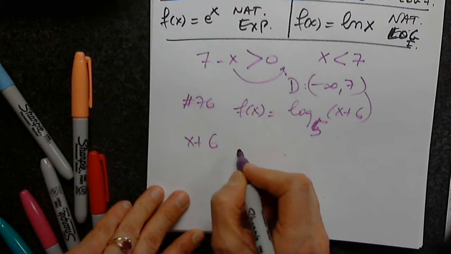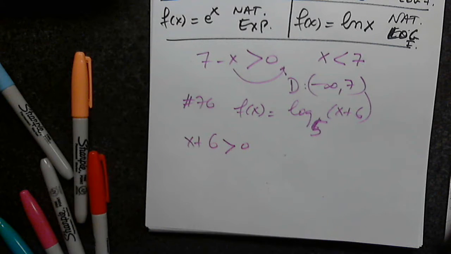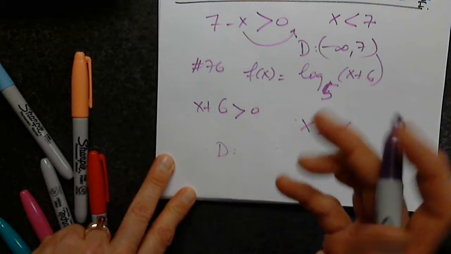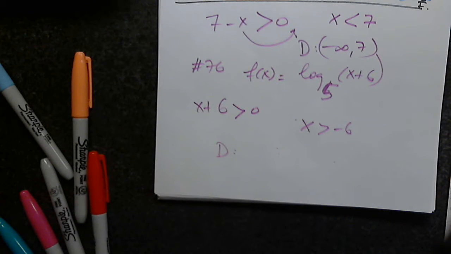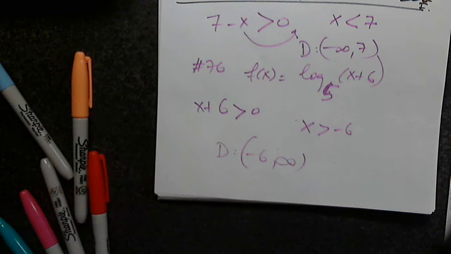plus 7, x plus 6. Greater than... Very good. In order to find the domain of this function, x plus 6 must be a quantity that is positive because log cannot be applied to it otherwise. So then x is greater than -6. So what is the domain of this function? -6, with a parenthesis, to infinity.